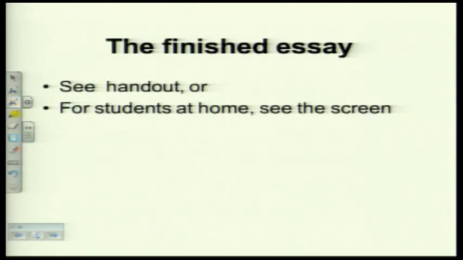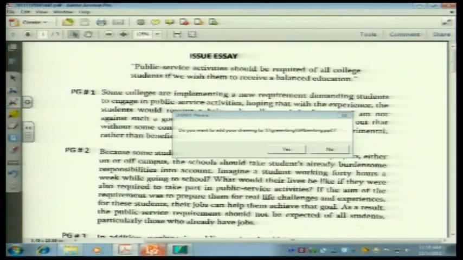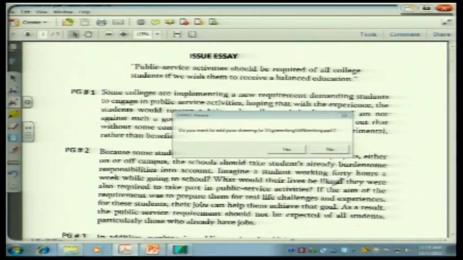So good question. Let me show you the finished essay for that last topic that we just looked at. You have this on your handout.